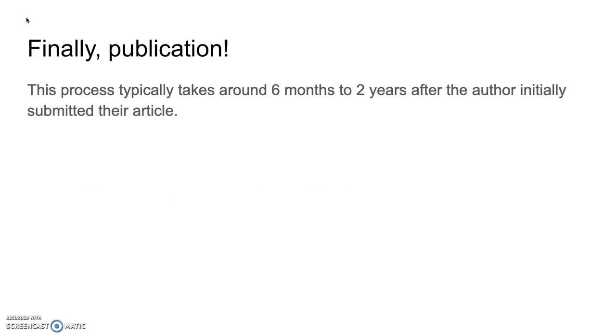Finally, there's publication at the end. The whole process usually takes around 6 months to 2 years after the author initially submits their article. So that is a very long process, and you can feel confident that using a peer-reviewed article should be the very, very top of the types of research being done on a particular topic.